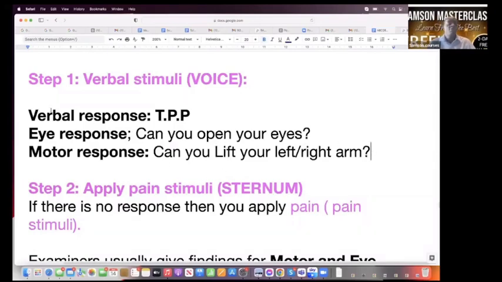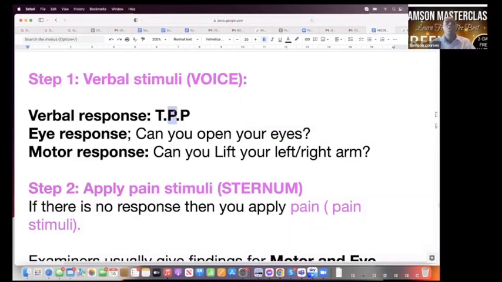So we need the verbal response, we need the eye response, we need the motor response. What we do in this particular case is we ask for verbal response for TPP, orientation in time, in place, and in person. Okay, Mr. Brown, can you tell me what time of the day is it? We need it in the morning, afternoon, or at night. The common mistake is to say, do you know what's the time now? We're not asking for the time now. It's time of the day: morning, afternoon, night. Do you know what the time of the day is?